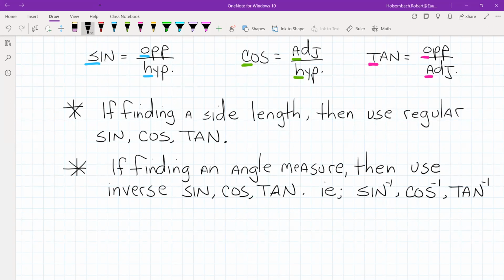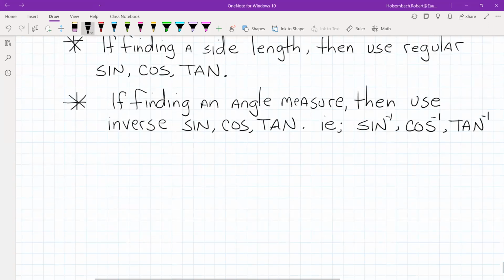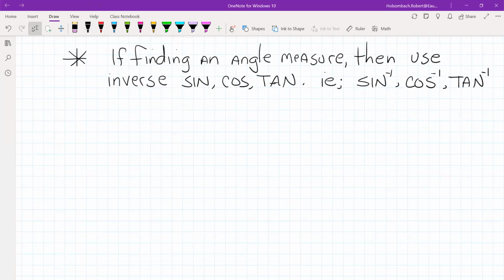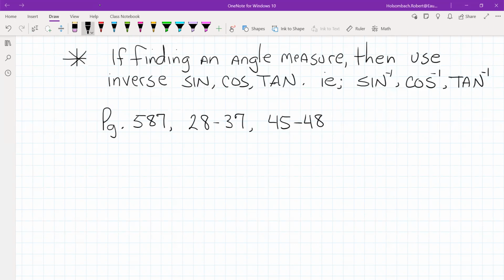All right, so that's all I've got for you for today. We're going to do a study guide tomorrow, and your quiz is going to be on Thursday. Your practice for today is going to be on page 587, problems 28 through 37, and then 45 through 48. Those are all review type problems.